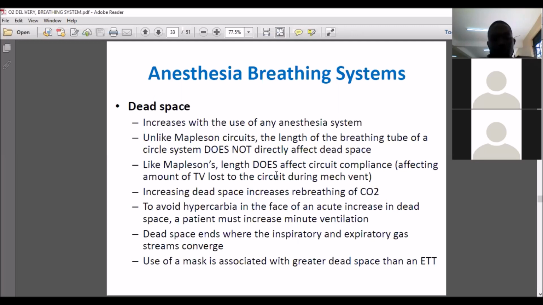The patient. However, the best way is to avoid hypercarbia in the first place.